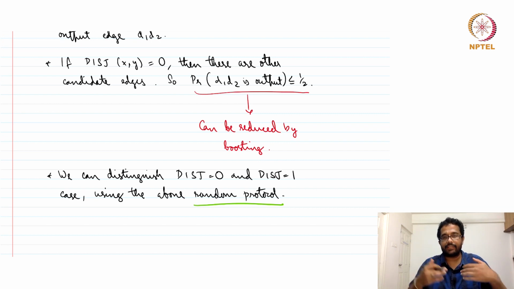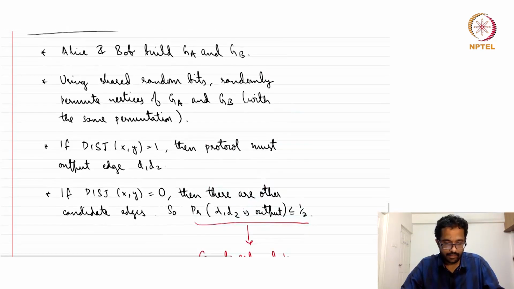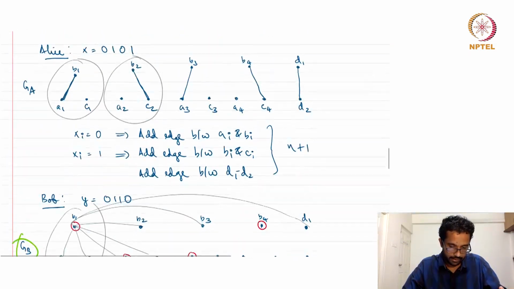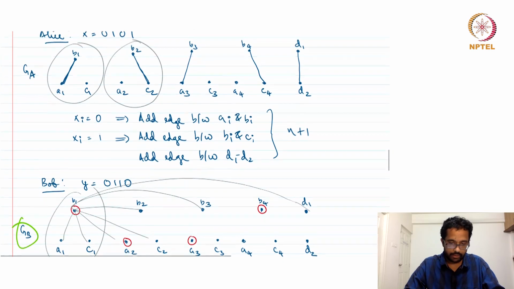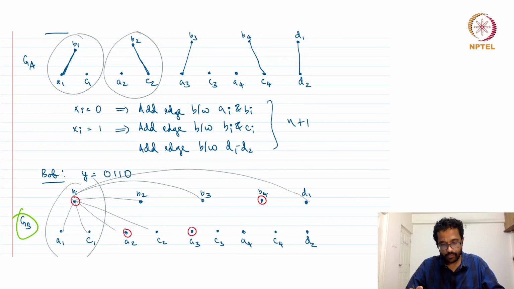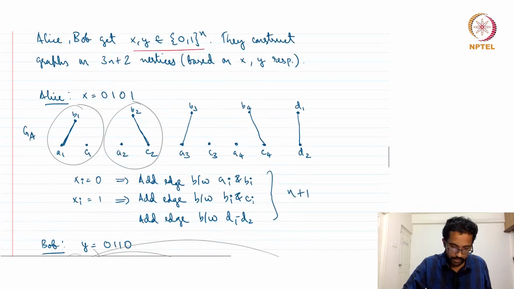So if Alice outputs some other edge, like in this case, she may output B2, C2 because they are not disjoint, then Alice and Bob know that the strings are not disjoint. So what is the conclusion?